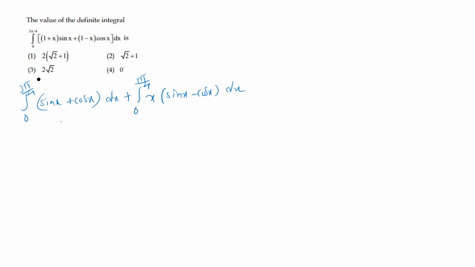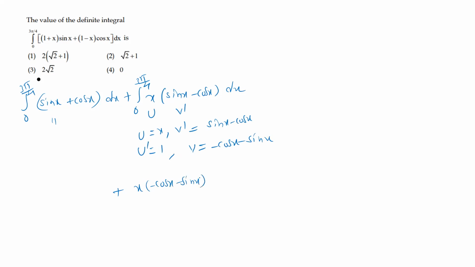Now the first term, keep it like that only, no changes. This is u, this is v dash. By the uv formula, u is equal to x, v dash is equal to sin x minus cos x. U dash, the derivative of x, is 1. V means integrate v dash: integration of sin x minus cos x is minus cos x minus sin x. Now the first term has no changes. In the second term, u into v is x into minus cos x minus sin x.